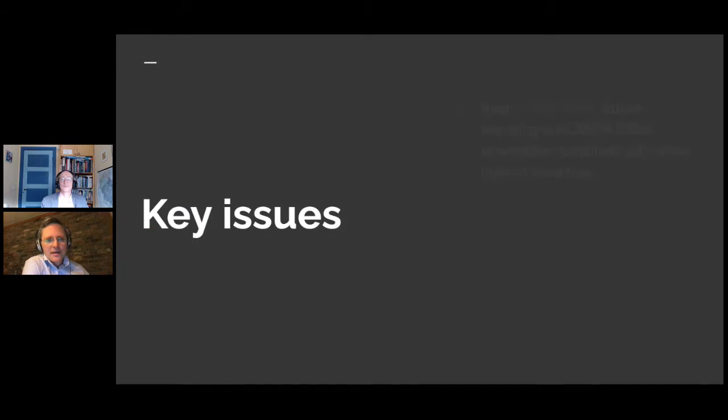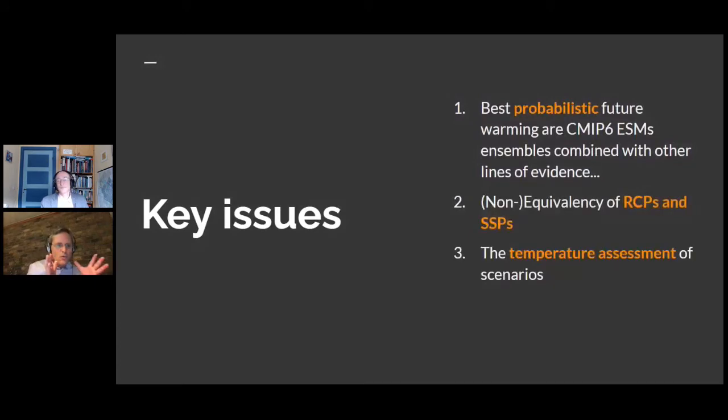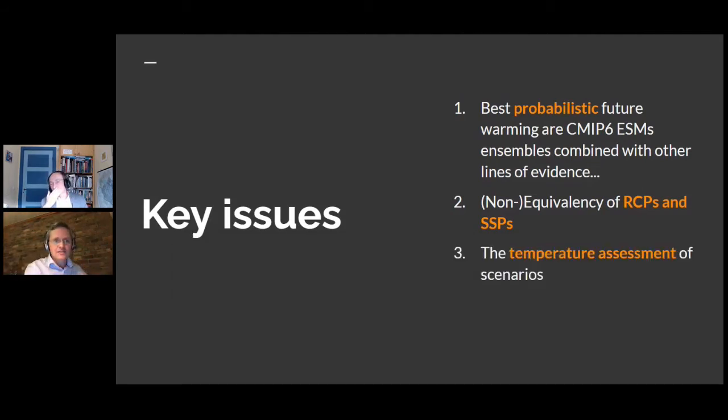So just briefly kicking through some key issues. The best probabilistic warming feature is not just anymore the ensemble of the big climate models. There are also other lines of evidence coming in. That is particularly of relevance for regional climate assessments of temperature, for example, but just the ensemble is not cutting it anymore. But it's not the simple models. It's the other lines of evidence on climate sensitivity, etc., that are playing in there.